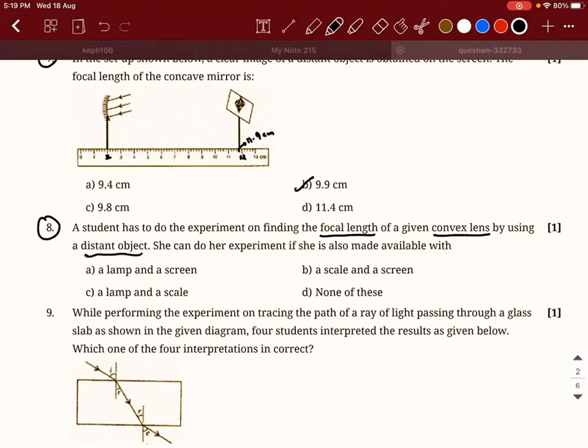So you have a distant object. So to find the focal length of it, what are you supposed to do? You need to be providing her with a lamp and a screen. Lamp is not needed. Why? Because the object is already chosen, a distant object. A scale and a screen. Yes, you need a scale and a screen.